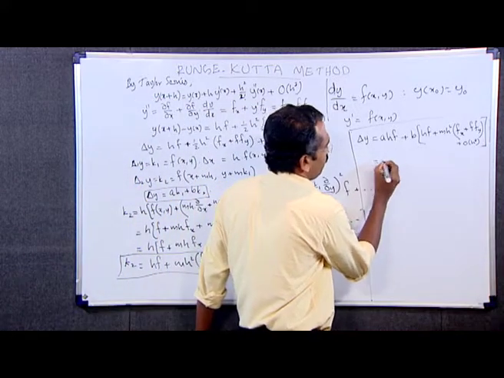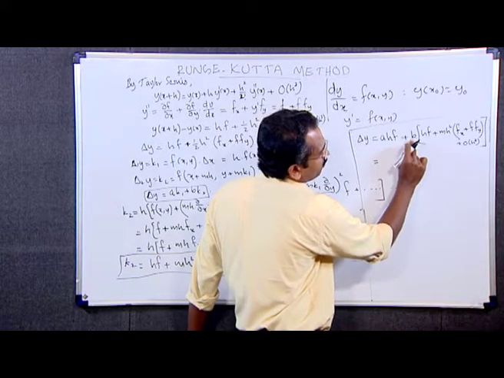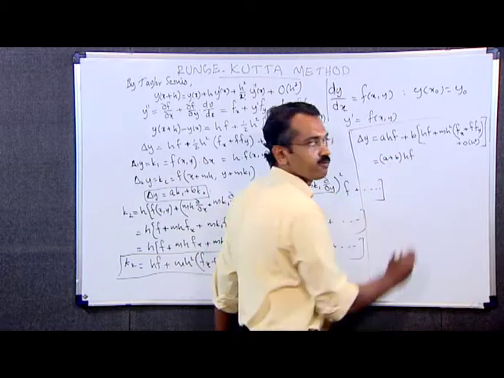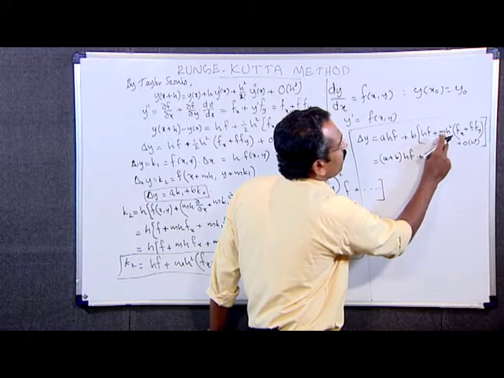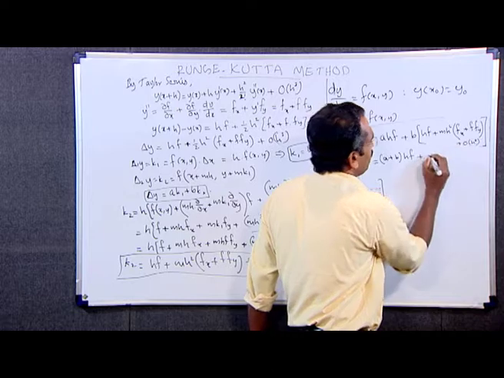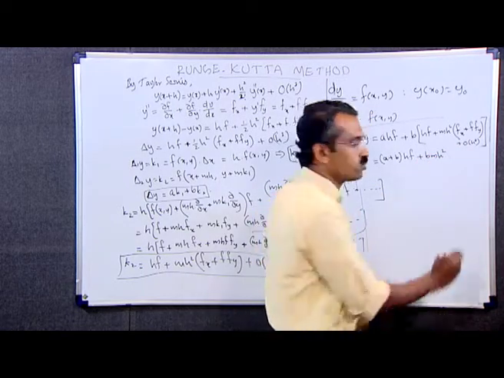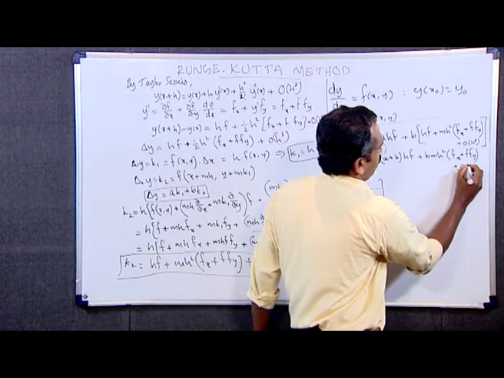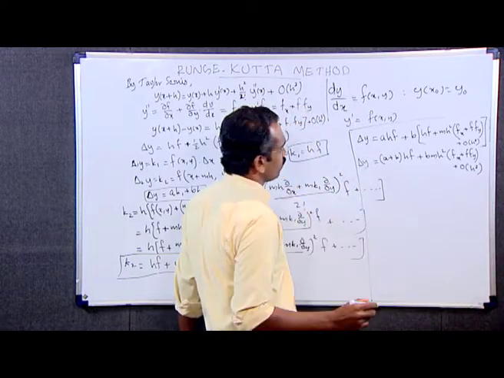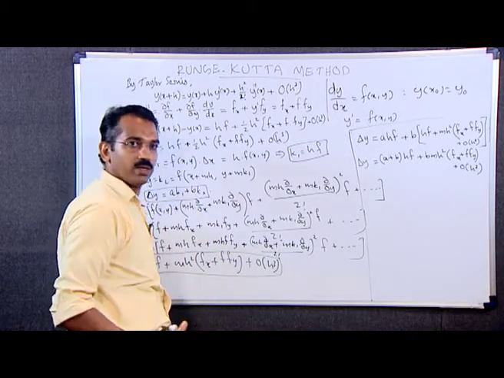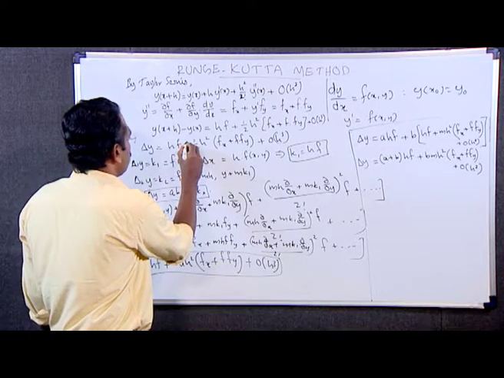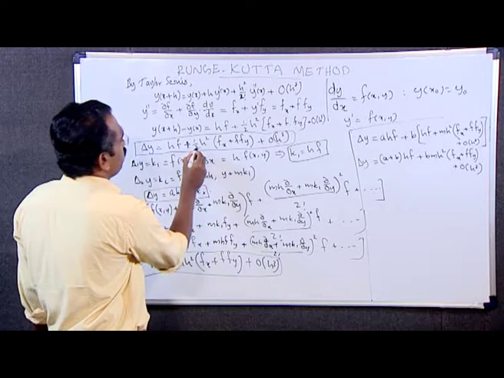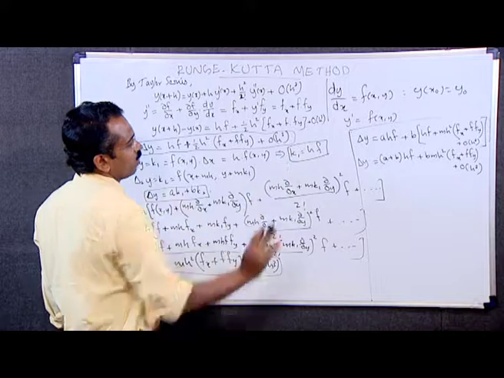This is equal to, from here a into h into f plus, in the second term, b into h into f. Therefore, we can write (a plus b) into hf plus b m h square into (fx plus f fy) plus O(h cube). This is the expression for delta y obtained by substituting K1 and K2 in this expression. Now, we have delta y is equal to this expression also. Delta y is h into f plus 1 by 2 h square into (fx plus f fy) plus O(h cube).